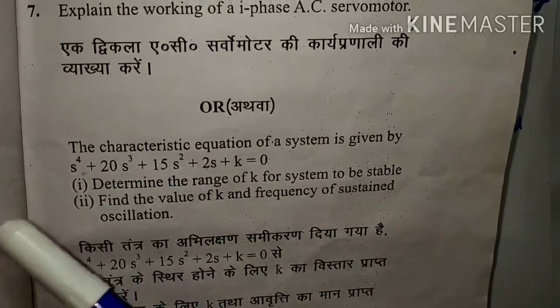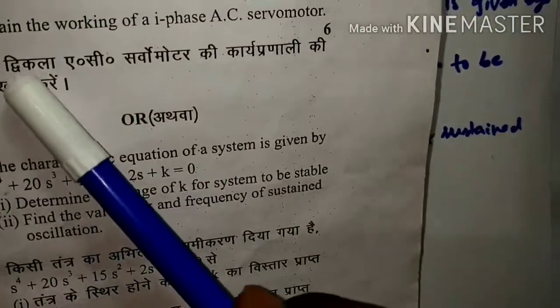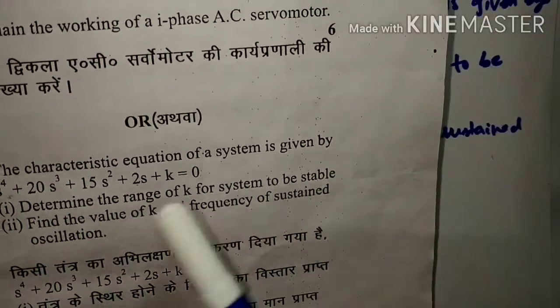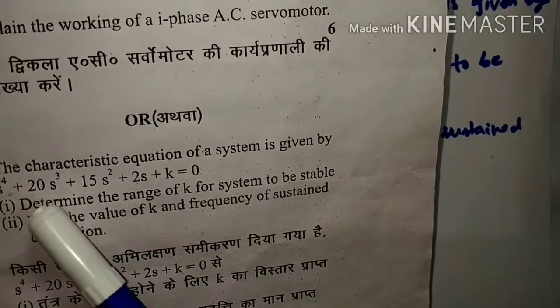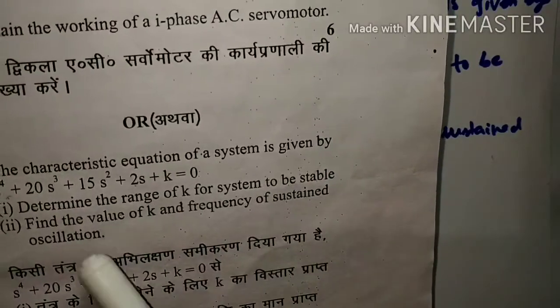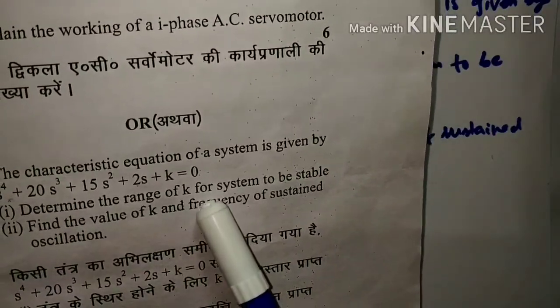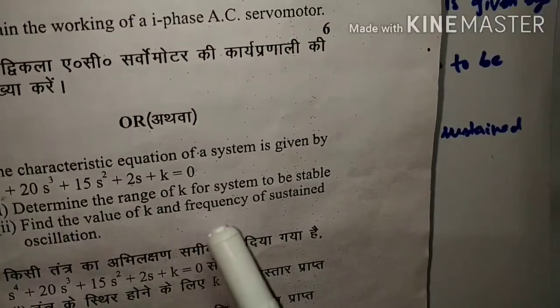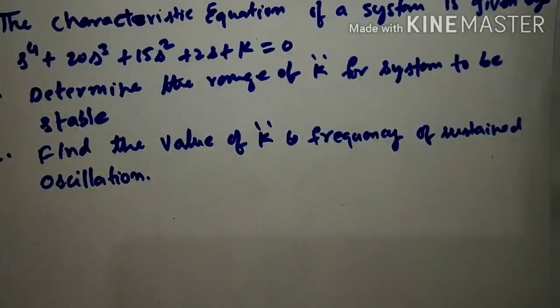That is the seventh question, second part. The characteristic equation of a system is given by s^4 + 20s^3 + 15s^2 + 2s + k = 0. Determine the range of k for the system to be stable, and find the value of k and the frequency of sustained oscillations. So we are going to do this problem.